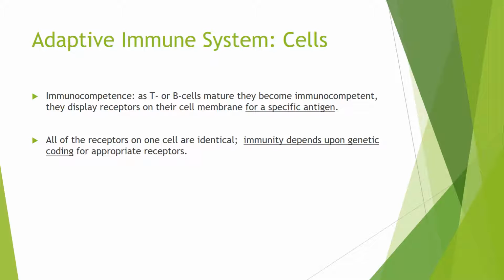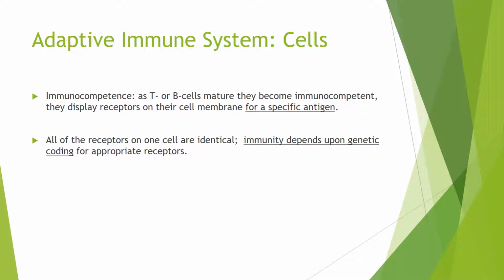So with maturation of both B cells and T cells, they eventually will become immunocompetent, where they're going to recognize specific antigens. However, if you remember a couple of slides ago, we talked about how antigens have different epitopes to which antibodies will bind. So not all antibodies that are produced will recognize a certain epitope.